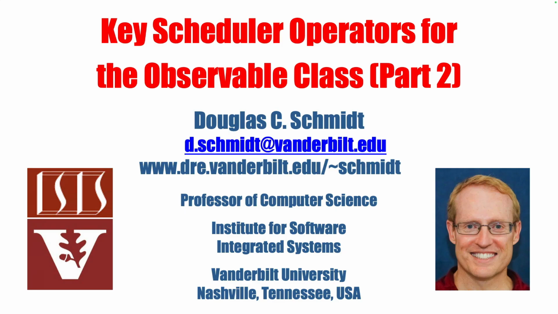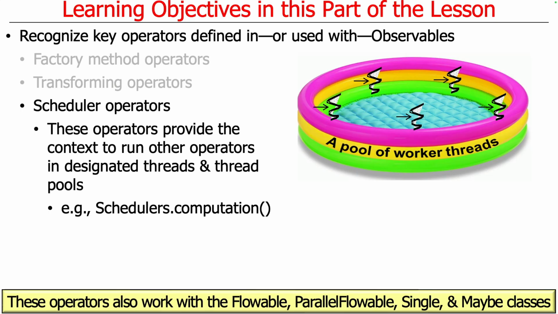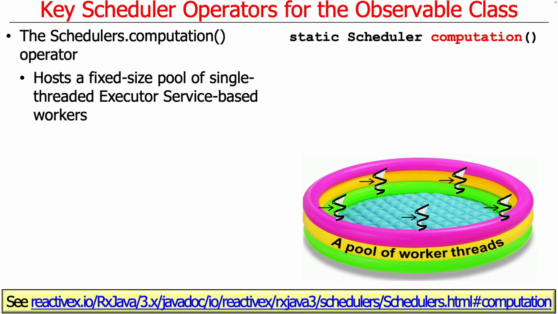The next example I'd like to take a look at is one of the scheduler classes. This is the computation scheduler. And so Schedulers is a Java utility class, computation is a factory method on it, and that can be used to create an appropriate thread pool that's a fixed-size thread pool used for computation. And the nice thing about the way it's designed with RxJava is this works with Flowables, ParallelFlowables, Singles, Maybes, and so on. So it works for all the classes. They can be parameterized by the type of scheduler.